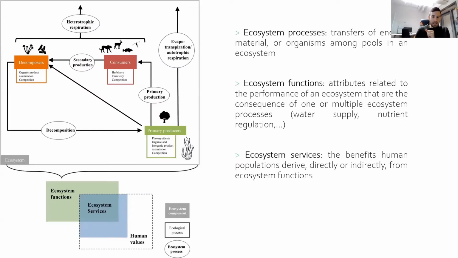And Nathalie Petrarelli puts it very clear in connection with remote sensing. She defines these three components of the system, starting from ecosystem processes, understood as the transfers of energy, material, or organisms among pools in an ecosystem, and then moving from processes to ecosystem functions, understood as those attributes related to the performance of an ecosystem that are the direct consequence of one or more ecosystem processes. So we're talking about water supply, nutrient regulation, and then finally, ecosystem services. As you all know, the benefits that we gain directly or indirectly from this ecosystem function.